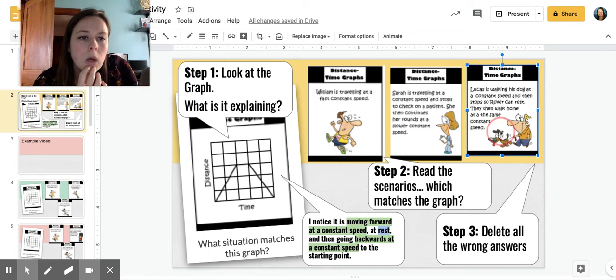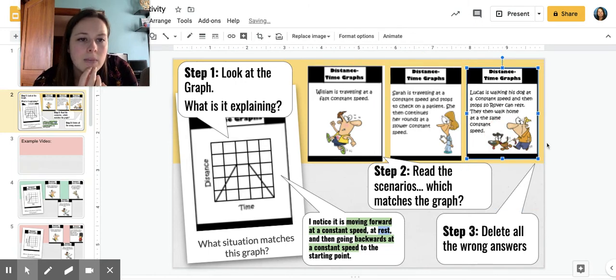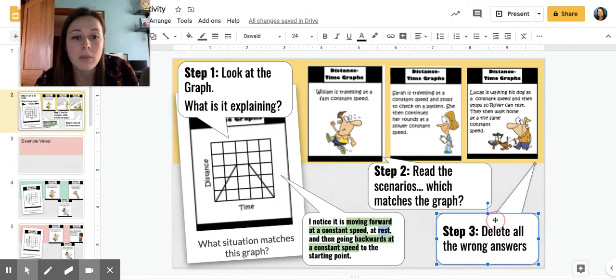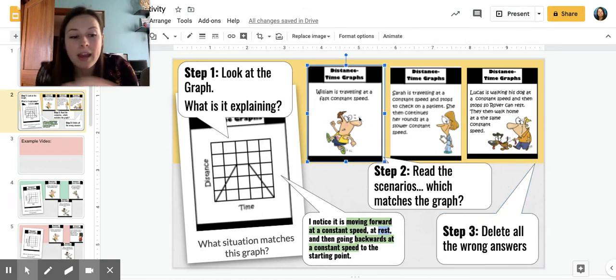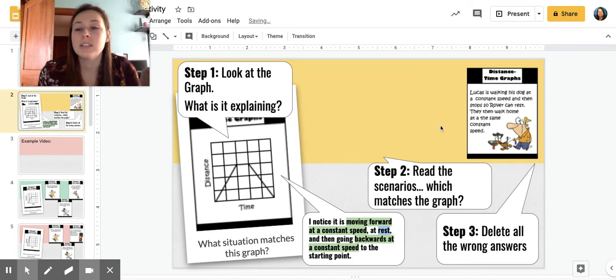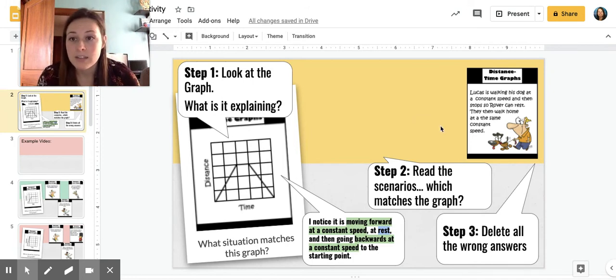So Lucas is walking his dog at a constant speed and then stops so Rover can rest. Then they walk home at the same constant speed. Okay, so constant speed, Rover rests, and then back to where they started, back home at a constant speed. So I'm thinking that this one here is going to be our winner. So then we can move on to step three, delete all the wrong answers. So literally, I actually want you to go in and delete the ones that are incorrect and only leave the image that is correct, that shows the correct scenario.